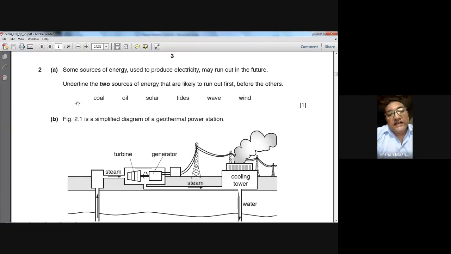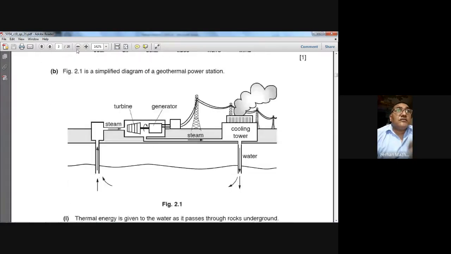The energy sources are of two kinds: renewable energy sources and non-renewable energy sources. He is basically asking you to underline the non-renewable energy sources, which will run out as time passes. The first two, coal and oil, are very famous examples of non-renewable energy sources. So underline coal and oil. Okay, question number 2, part B.